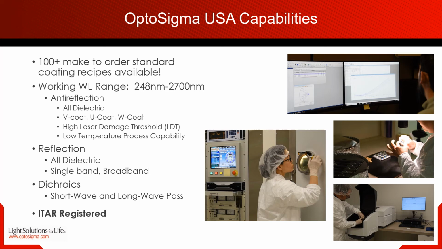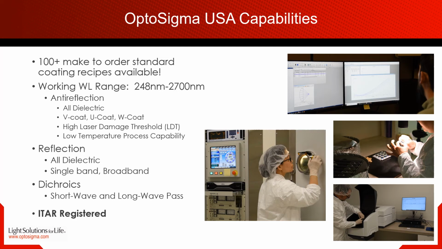OptoSigma's coating capabilities are generally split between Japan and the US. And in the US, we have over 100 recipes for coatings that are ready to go, already programmed into our coating chambers. So it makes turnaround quick.